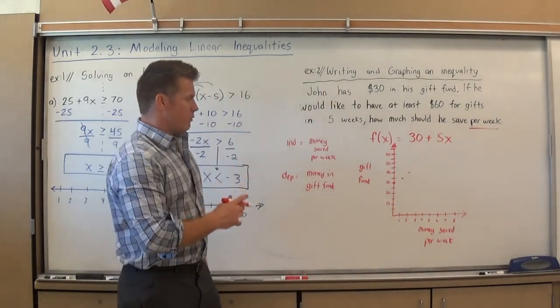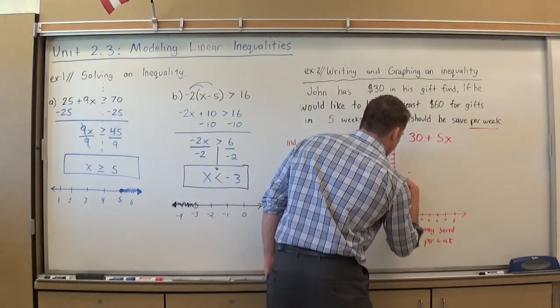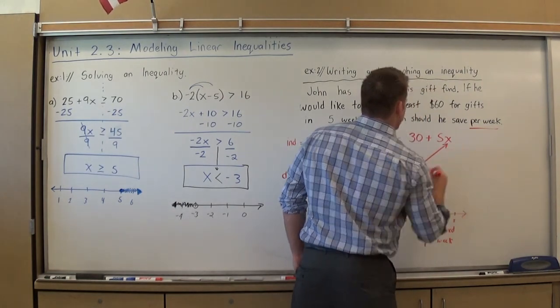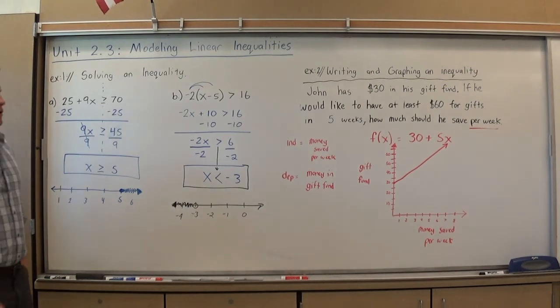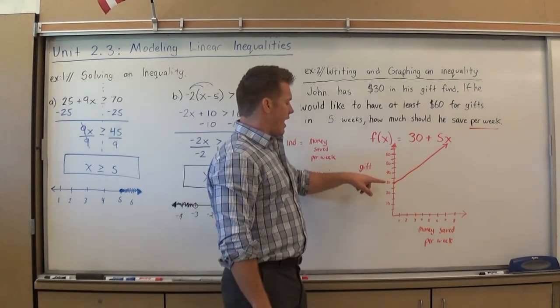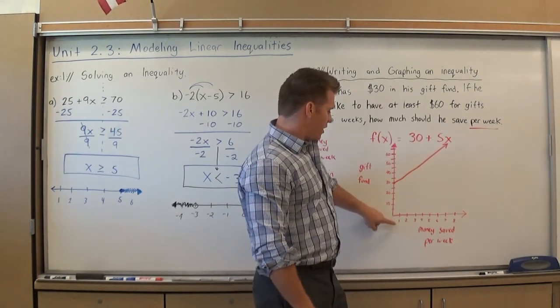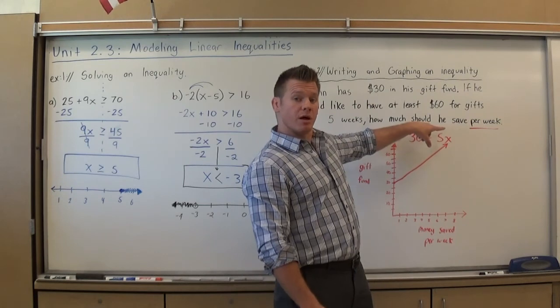Now I can continue plotting the points. Because I know the slope now is 5, it's really just continuing to go up by 5 each time. But since I know that now, I can continue that trend of that line. And so now I can see visually how much money he has at the end of this 5 weeks, depending on the amount he saves. Obviously, the more he's putting in per week, the more he's ending up with.